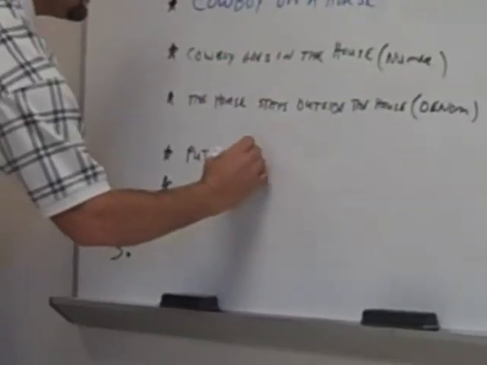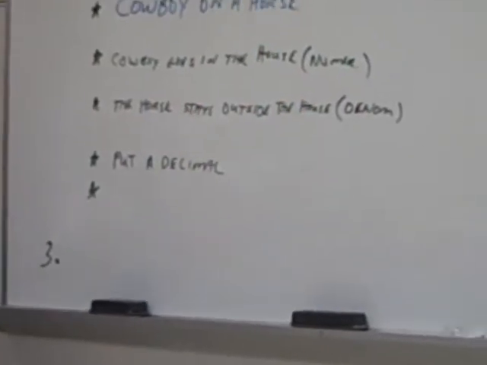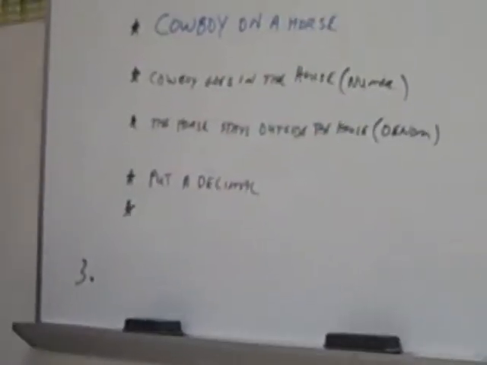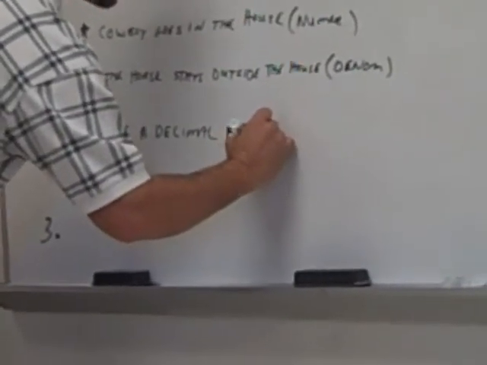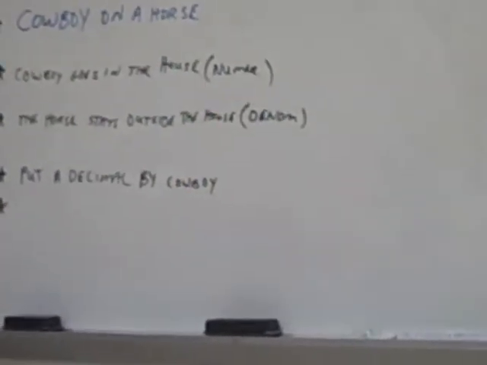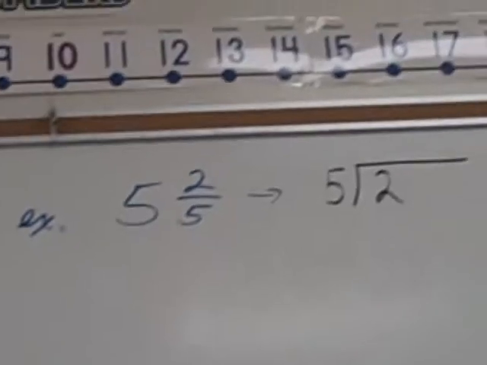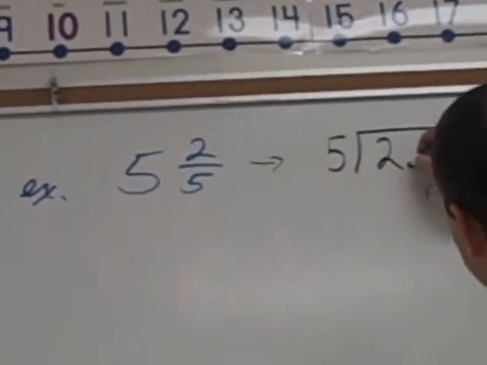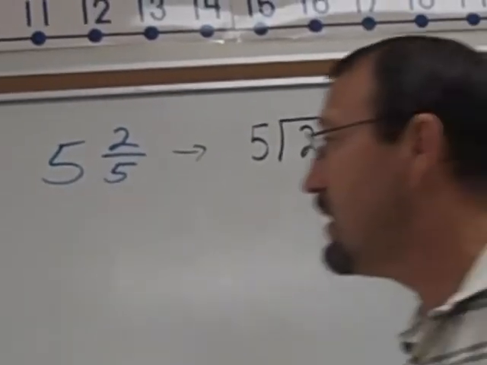Put a decimal by cowboy. Because just what Julian said, 5 will not divide into 2. So there is a decimal right there. Now y'all, don't write this, just watch this.